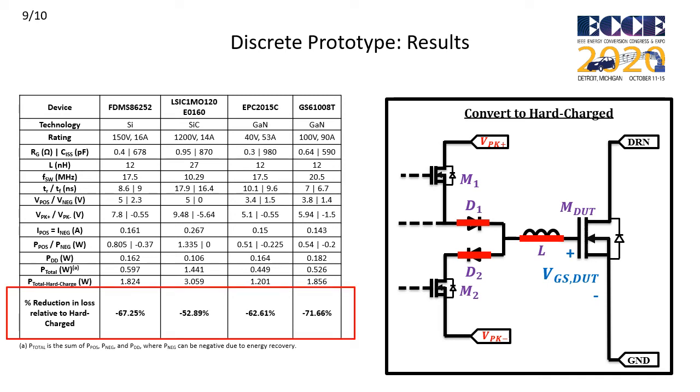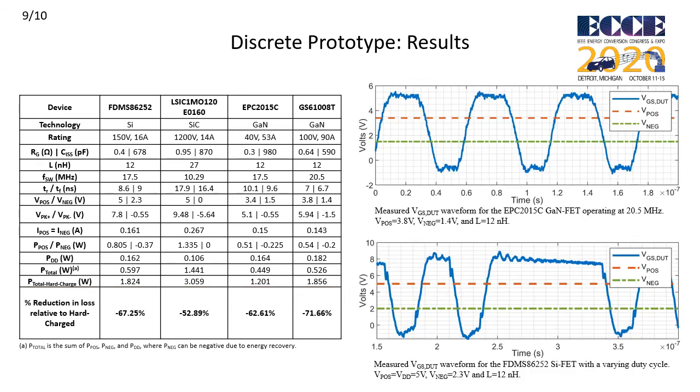This table at the bottom lists the relative improvement in losses seen by the proposed resonant topology versus the conventional half-bridge output stage. All devices tested saw at least a 52% reduction in total loss. On the right-hand side, we see 2 example VGS waveforms. The top right depicts a GaN-FET switching at 20.5 MHz using a 12 nanohenry inductor. Here we see symmetric oscillations about Vpos and Vneg as expected.